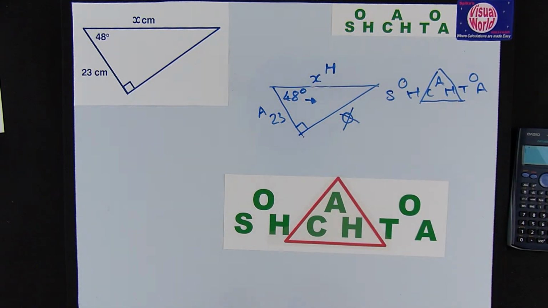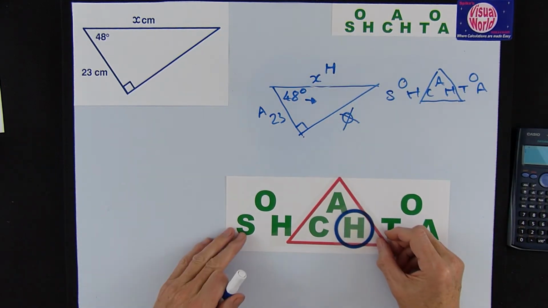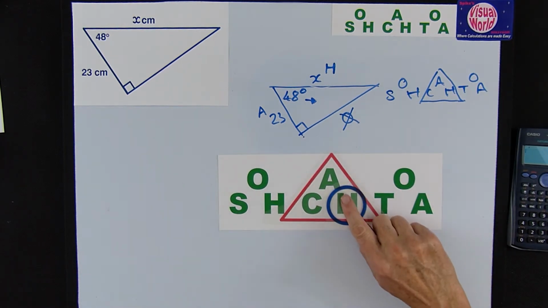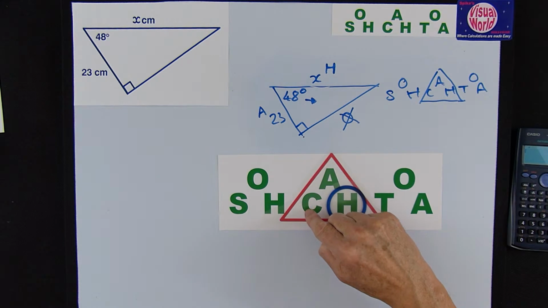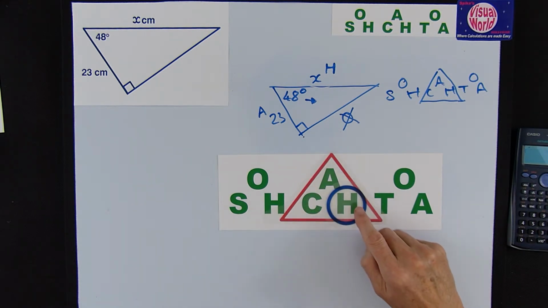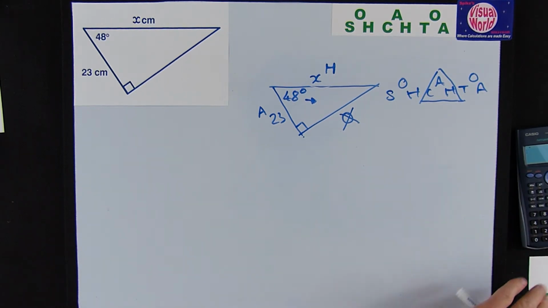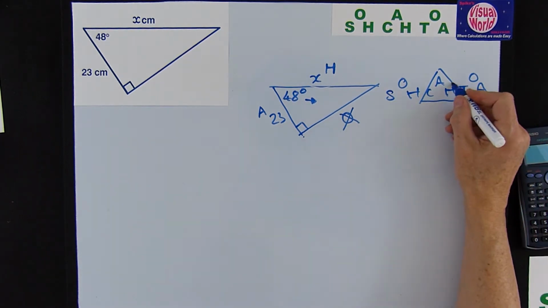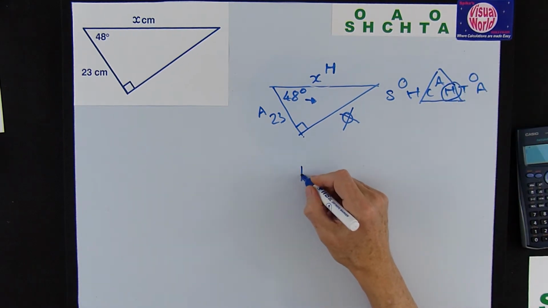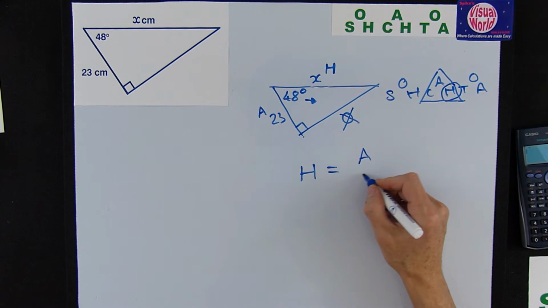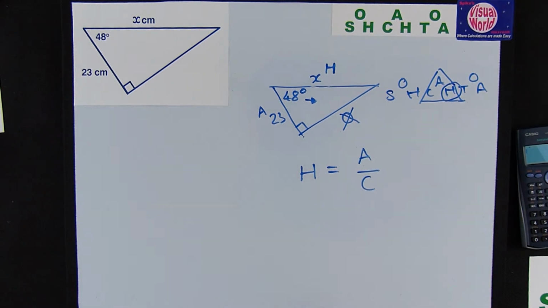So this time we're circling the H, and you can see it's different this time. We're looking from the H. If you put your finger over that, you've got A over C. So the formula isn't a multiply this time, it's a divide. So we can set this away to the side. I'll put my circle on the H, and the formula is H equals A over C.